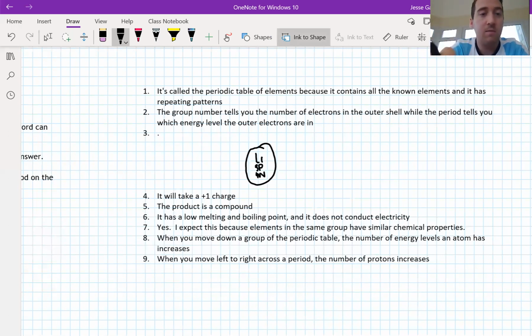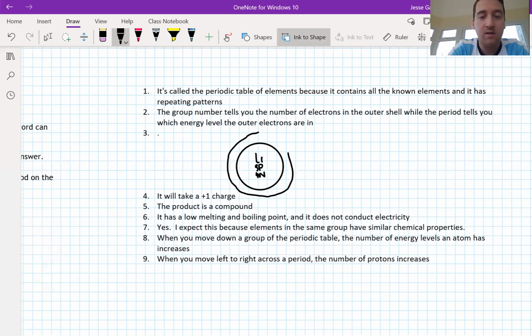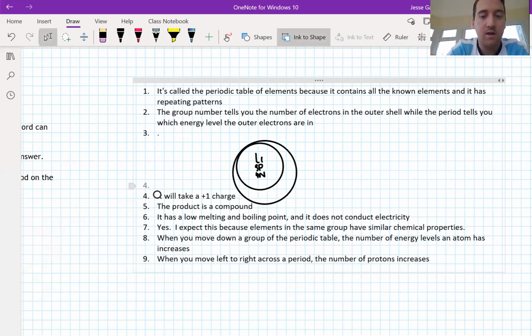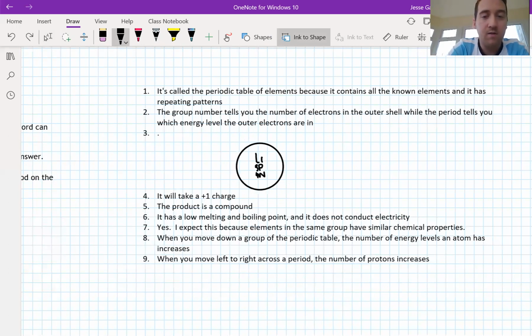Now, I'm just going to make that a little bit neater. Okay, so that's the nucleus. We then draw the shells, or the energy levels where the electrons are. So this is the first shell. Now I'm just going to fix this circle. I don't like where that's gone on me. So the first shell.